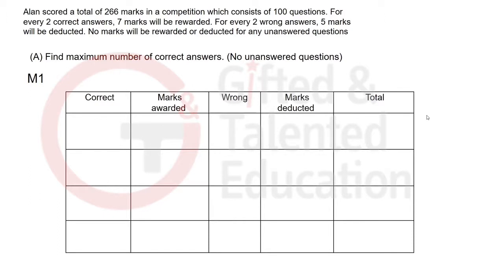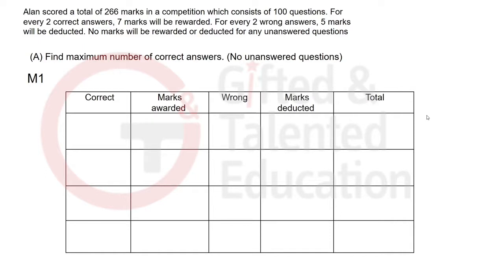In Part A, we are supposed to find the maximum number of correct answers. Earlier, we have observed that whenever the number of correct answers increases, the number of unanswered questions would decrease. So, to find the maximum number of correct answers, we may assume that the number of unanswered questions is 0. We can solve Part A by using the systematic guess and check or the assumption method. We can start off by using the systematic guess and check method.